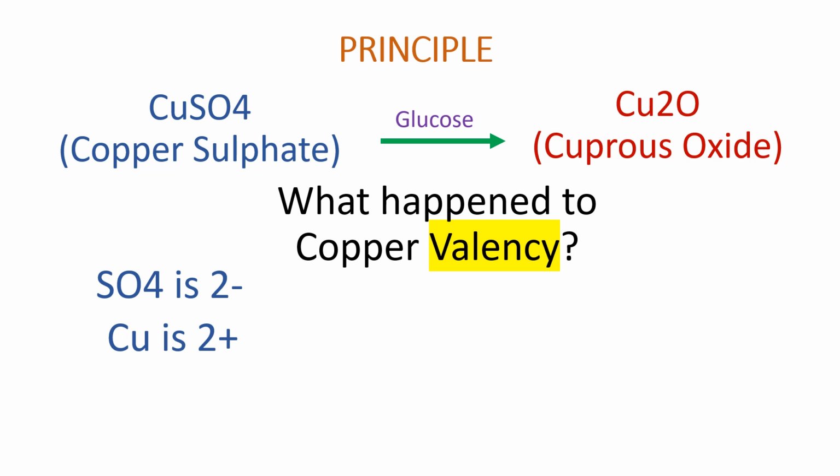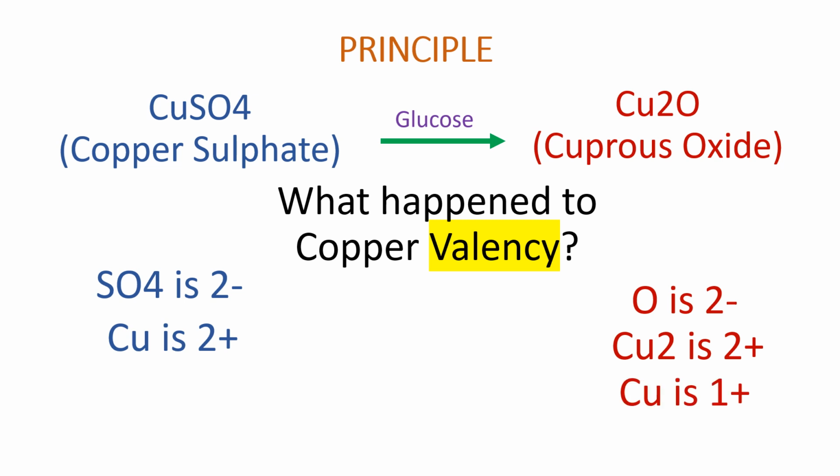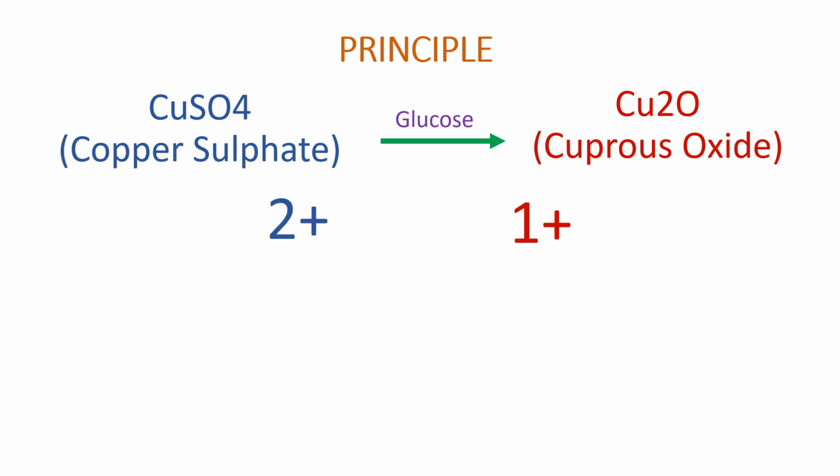So here, once again, oxygen is 2-, so O is 2-. So now you tell me what should happen on the copper side. There are two coppers, so two coppers together is 2+. So that's how it balances, 2+ and 2-. So what happened to one copper? Now Cu2 is 2+, so what is Cu? Cu is +1. So what happened? From copper sulfate to cuprous oxide, 2+ became 1+.